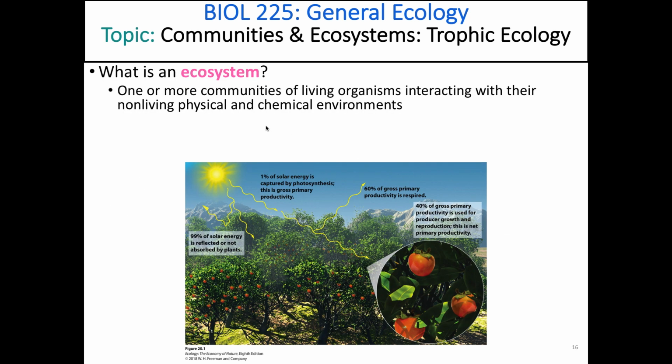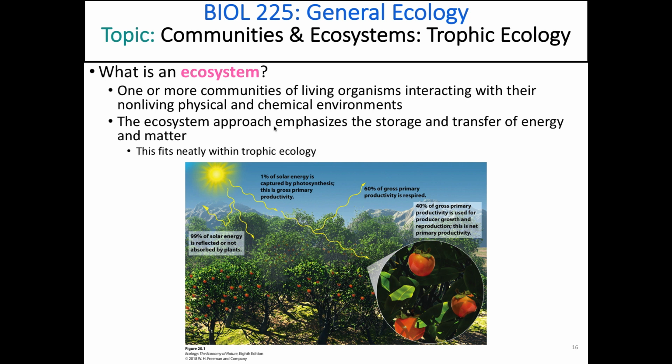So what is an ecosystem? An ecosystem, as defined by your book, is one or more communities of living organisms interacting with their non-living physical and chemical environments. And so you can think of it as the community stuff we've been talking about with the added layer of physics and chemistry, right? So the sunlight, the temperature, precipitation, nutrients in the environment, things like that.